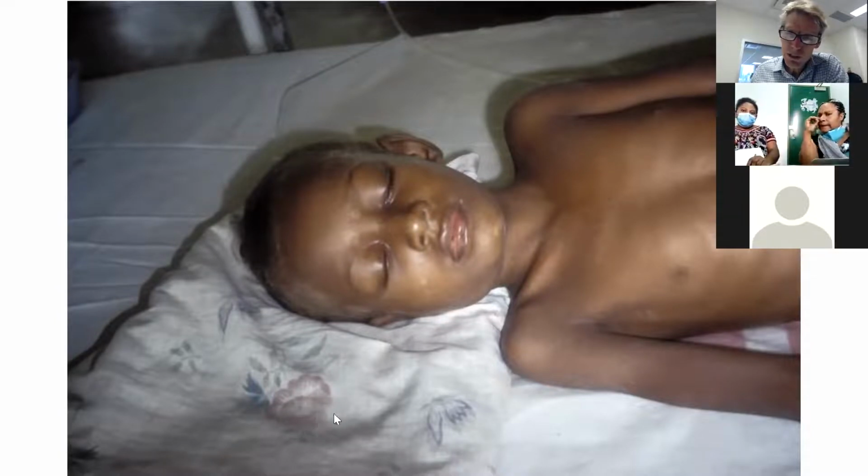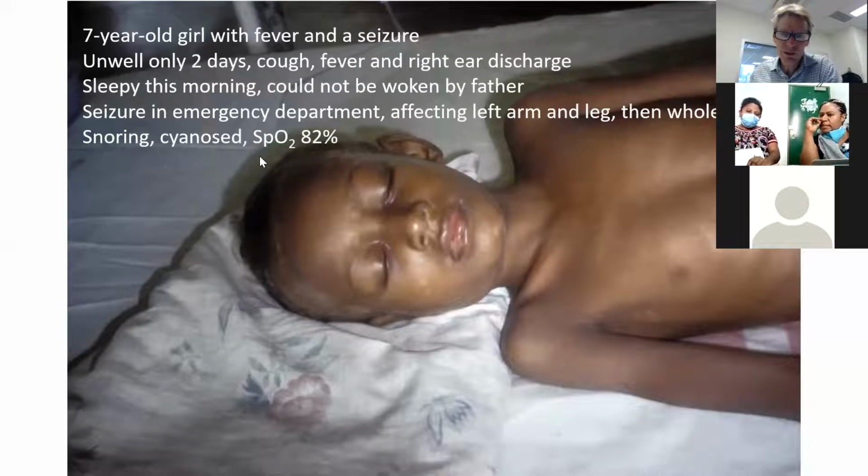Well, she looks either asleep or unconscious, doesn't she? It's a bit hard to tell. Can you see anything else about her? She looks pale, that's right. She does look pale, quite right. And this was her presenting problem.